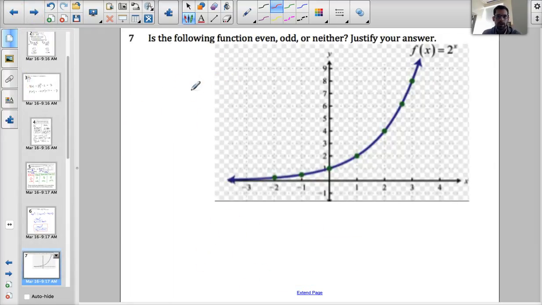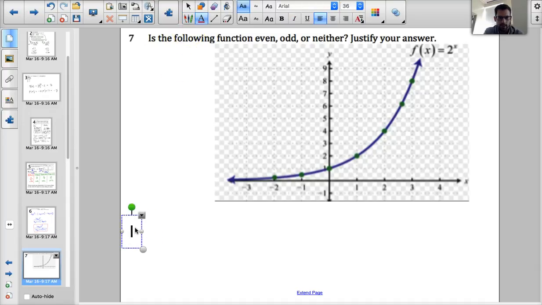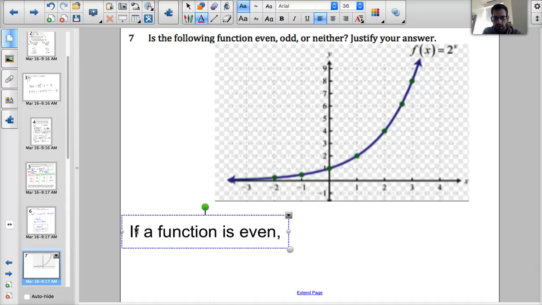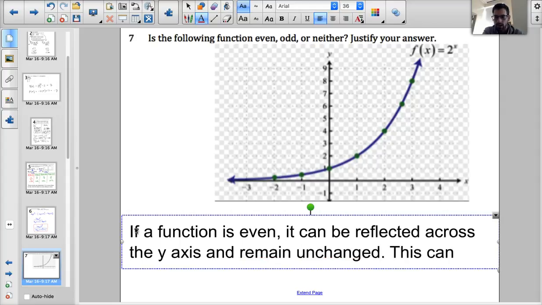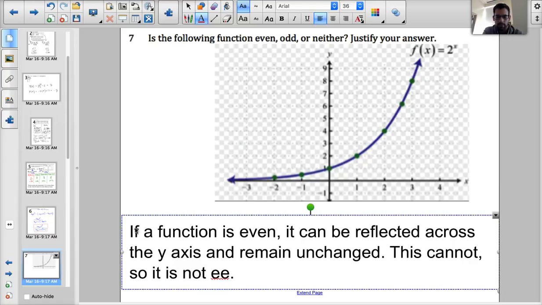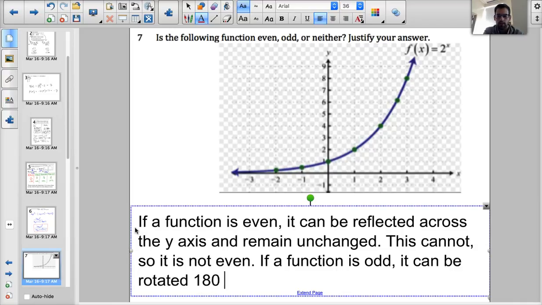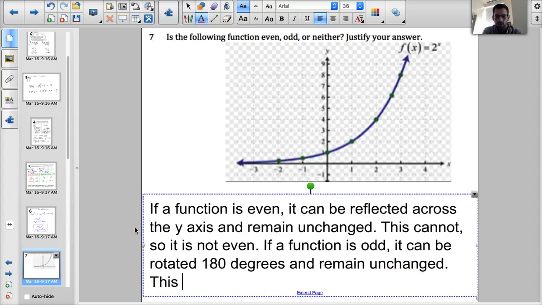So the first thing I need to know is if something is even, and I'll go ahead and type it. If a function is even, it can be reflected across the y-axis and remain unchanged. This cannot, so it is not even. If a function is odd, it can be rotated 180 degrees and remain unchanged. This function cannot, so it is not odd.